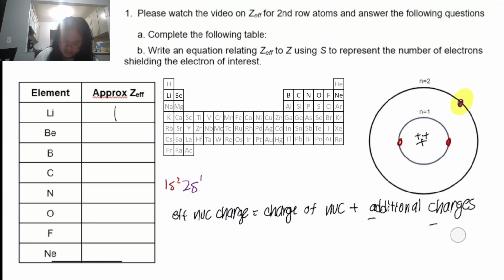So now let's calculate Z effective for beryllium, which has an electron configuration of 1s2, 2s2. So we're adding another electron into our second shell, and we're also adding another proton because beryllium has 4 protons.